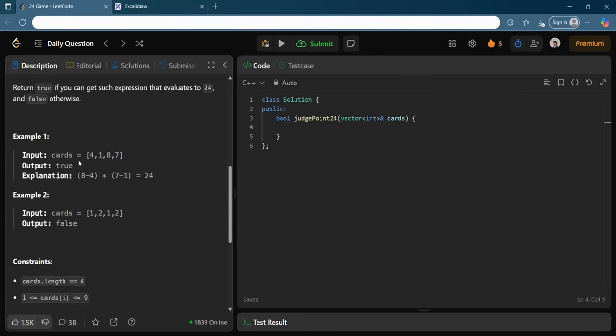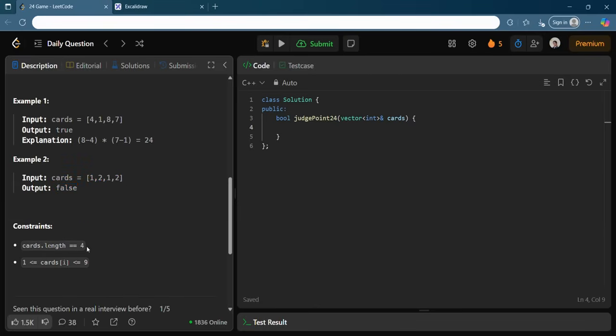You can see in this case that if the 4 numbers given to you are 4, 1, 8, 7, you can reach the value of 24 by (8 minus 4) times (7 minus 1), which will give you 24. And if the cards are 1, 2, 1, 2, the answer will be false, because in no way can you reach 24. It is also told that the length of this array will always be 4. You are given 4 numbers and those numbers will always lie within 1 to 9.